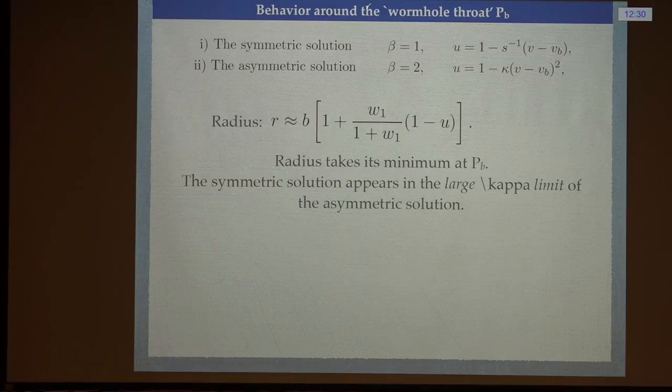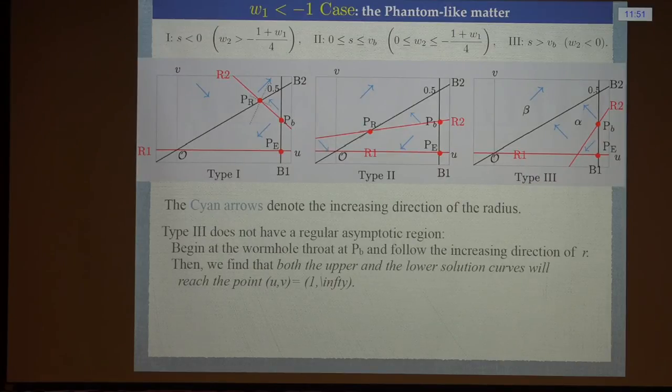For the behavior around the wormhole throat, there are two behaviors. First is the linear one, where U and V are linear, like this form, and the other is a quadratic one, like this one. The first case gives us symmetric solutions, where the upper and the bottom are symmetrical. The second case gives us asymmetric solutions for the wormholes. And the radius takes this form, so the radius takes its minimum value at the wormhole's root PP. And this symmetric solution can be obtained in the large Kappa limit of the asymmetric solutions.